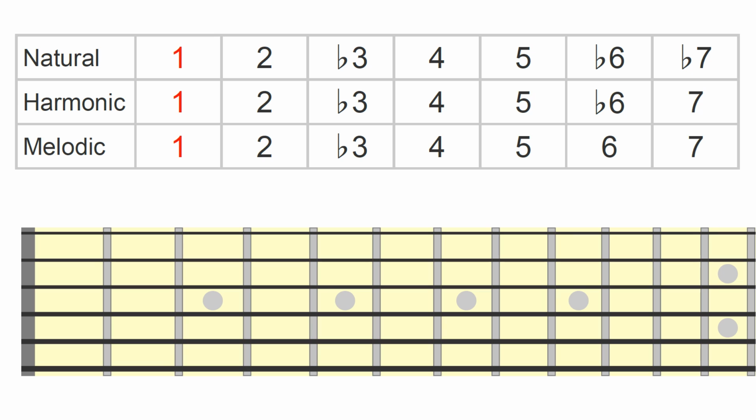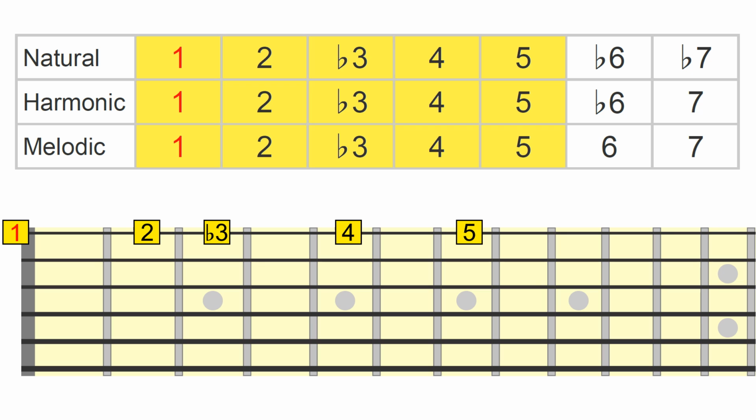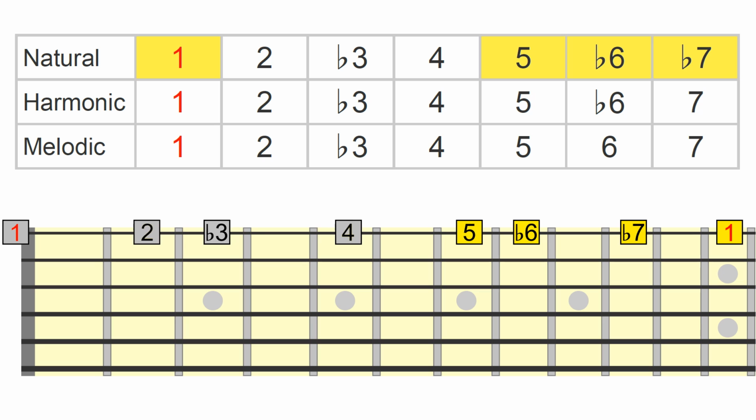If we compare melodic minor with two other commonly used minor scales, natural minor and harmonic minor, we can see that they all share the same interval sequence up to the 5th degree. It's the 6th and 7th degrees that distinguish these scales from one another.